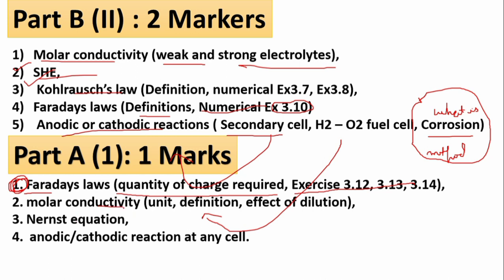Molar conductivity, in that topic they may ask the unit, definition, and effect of dilution. These 3 topics are important. Then Nernst equation expression they may ask, I think so. Anodic and cathodic reactions at any cell, secondary cell or like that, they may ask. Most probably they ask the secondary cell, but go through every cell once, so it will be useful for you. Every cell you go through, but stress on the secondary cell.